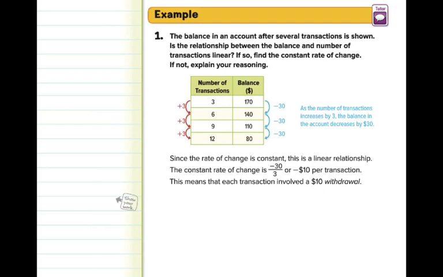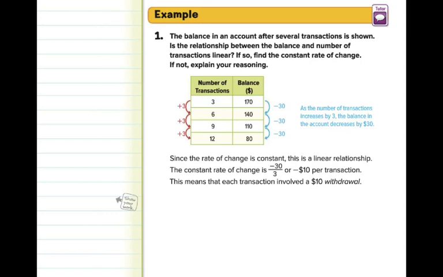All right, so let's take a look at our first main example. The balance in an account after several transactions is shown. Is the relationship between the balance and the number of transactions linear? If so, find the constant rate of change. If not, explain your reasoning. So a couple things to remember. If it's linear, that means it creates a line. So when you plot these points or when you look at the rate, is it consistent or constant? If that rate of change is constant, like you have a pattern that you can follow, then it's linear.